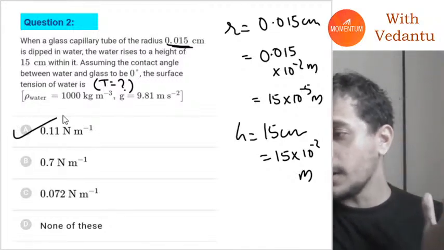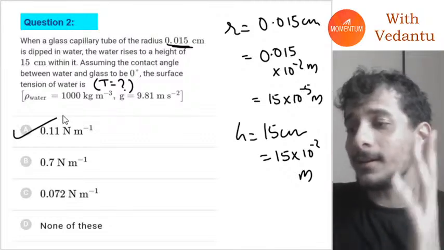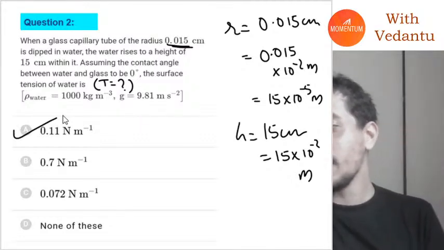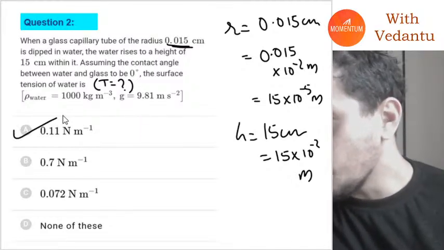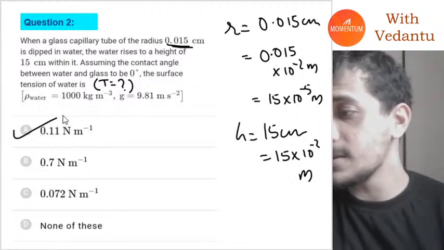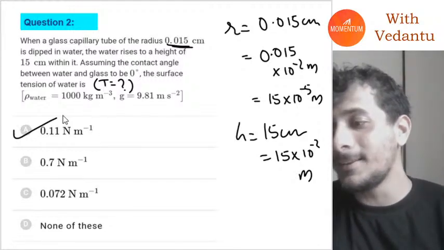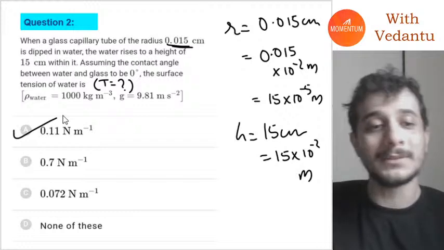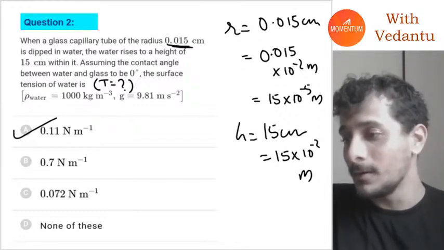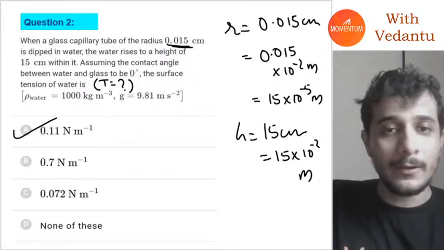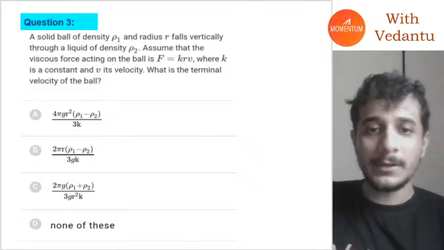Sarthak is asking which chapter this is. This is fluid mechanics. Sarthak, I think you are in class 9, so of course you don't know this formula, h is equal to 2T cos theta. If you are in class 12, you would have known. All right, I hope everybody understood.